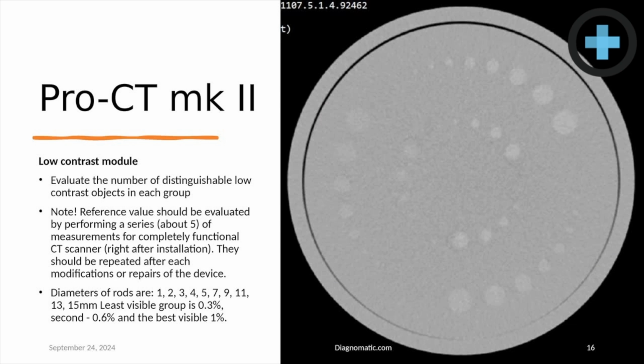But looking at the individual slices for the CT Mark II, first being the low contrast module, which helps evaluate the number of distinguishable low contrast objects, and points out that the reference value of these should be established by performing a series of measurements on a fully functional CT scanner right after installation, and should be repeated anytime there's a modification or repair of the device. It includes rods of a number of diameters at 1, 2, 3, 4, 5, 7, 9, 11, 13, and 15 millimeters, and gives percentages of what they need to be at least visible and best visible.